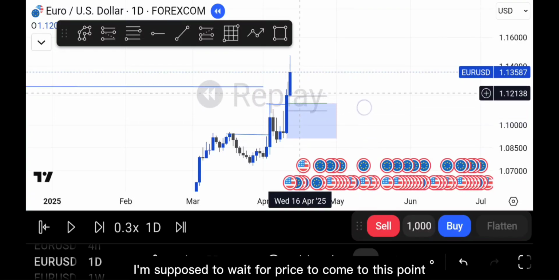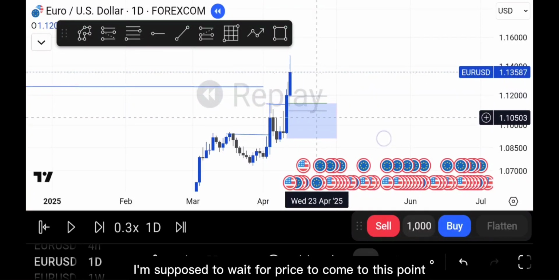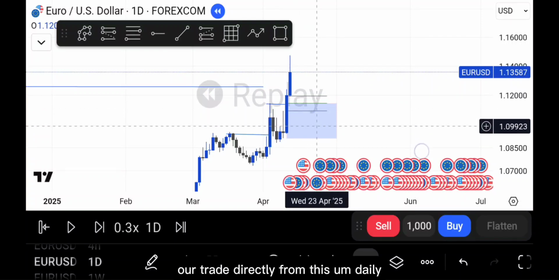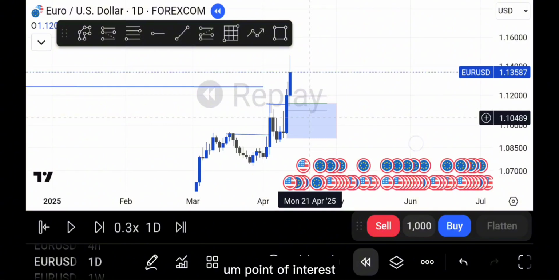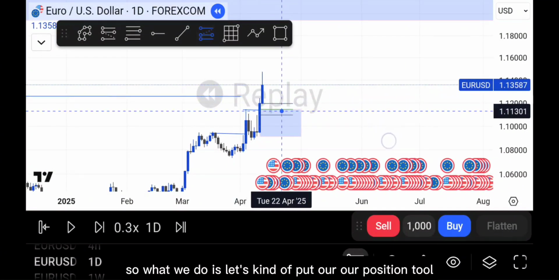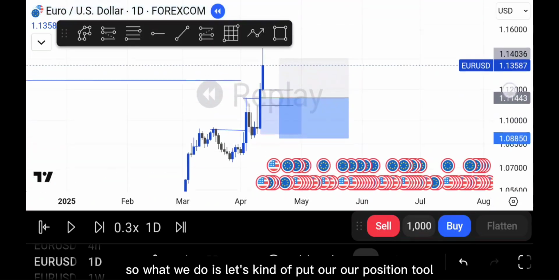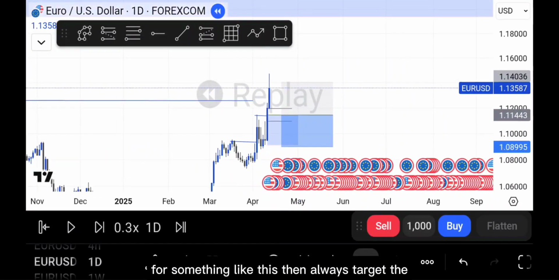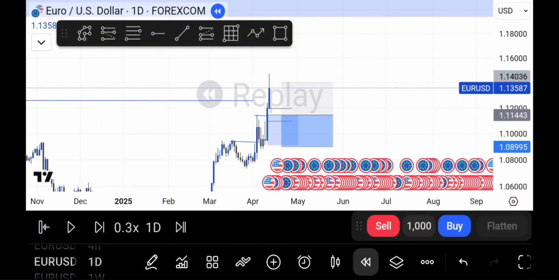Normally, I'm supposed to wait for price to come to this point, then go to a lower time frame. But since we are dealing with swing analysis, let's assume that we'll be entering our trade directly from this daily point of interest. So what we do is, let's put our position like this. Then always be realistic with your target.